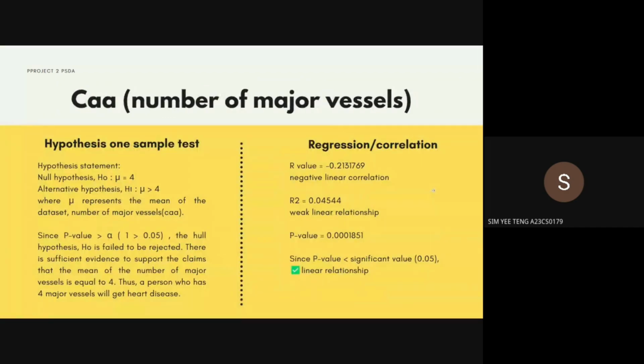Next. For CAA, which is the number of major vessels, we have 0, 1, 2, 3, and 4 major vessels. Within these 5 numbers, we tested that 4 is the number of major vessels which will affect heart disease, using the hypothesis one sample test. For regression and correlation, this is a negative linear correlation, and there is also a weak linear relationship between the number of major vessels and heart disease.